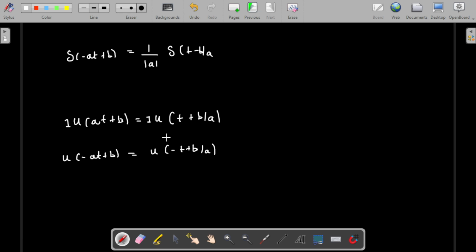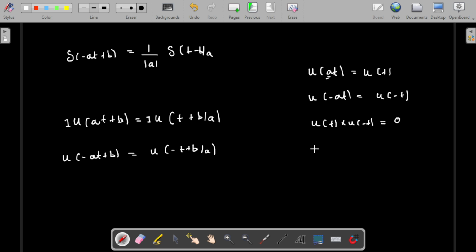What we have to take into account is that u of at will be similar to u of t, because we won't take this a outside. When it is u of minus at, then it will be u of minus t. So this is constant. When we multiply u of t into u of minus t, when one is 1 the other is 0, so the output value will be 0. If we add both signals, u of t plus u of minus t, then this will be 1. If we subtract both, u of t minus u of minus t, then what will be the result? Let's discuss that here.